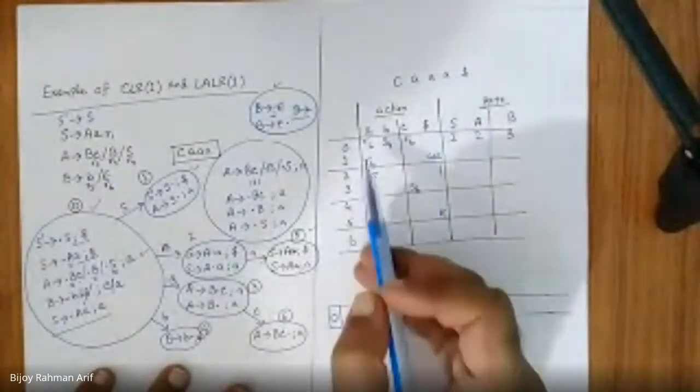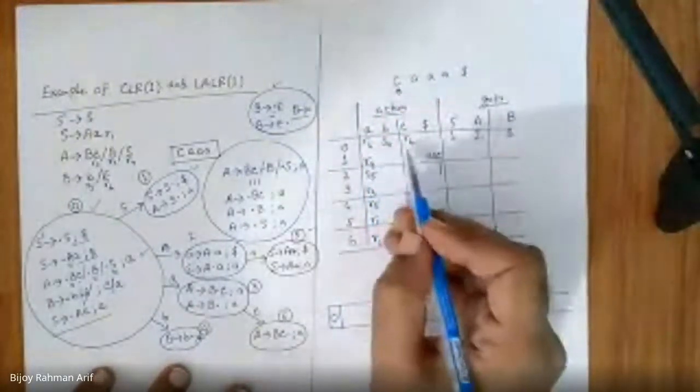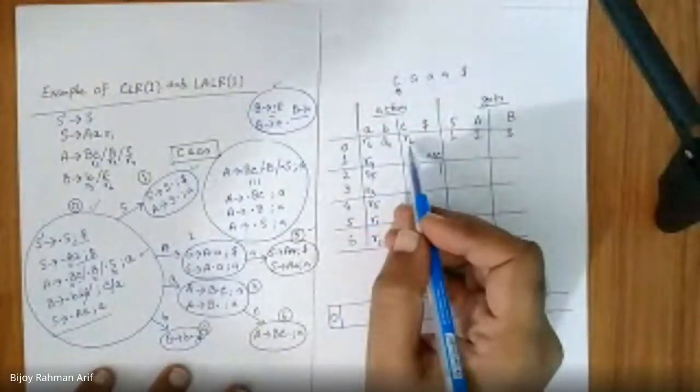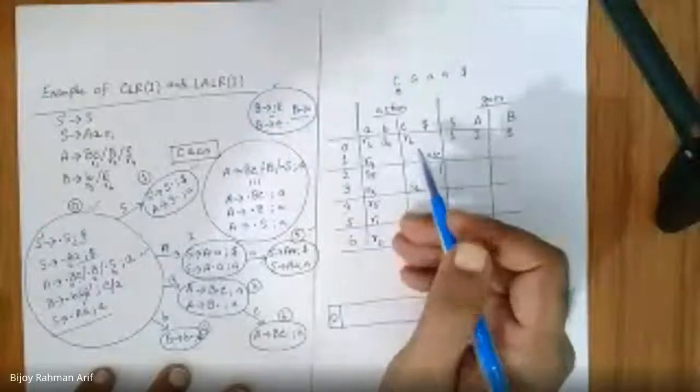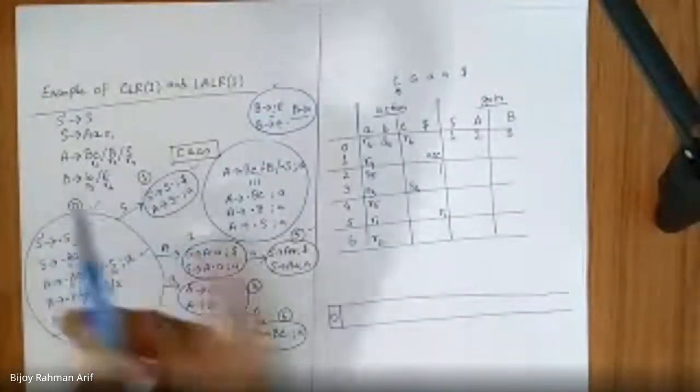0 seeing C. 0 seeing C. What is the entry there? Reduce 6. Reduce 6, sir. Now, what is rule number 6? This is rule number 6. Epsilon reduced to B. So what can I do?